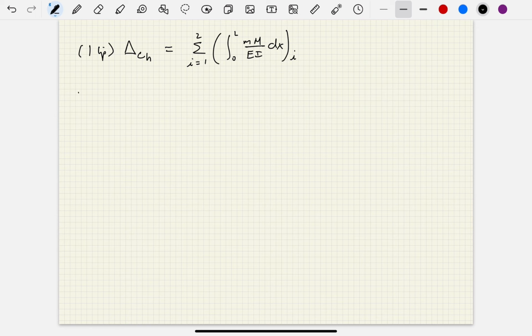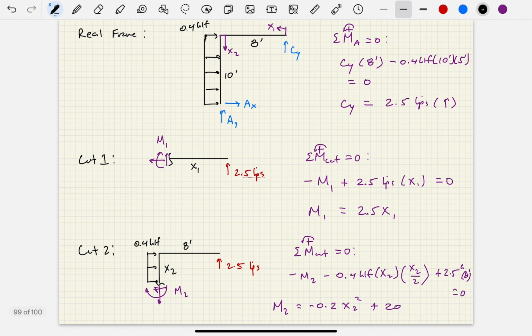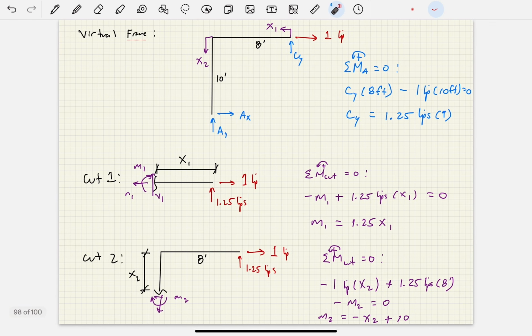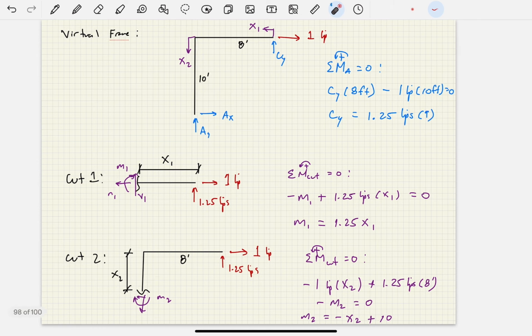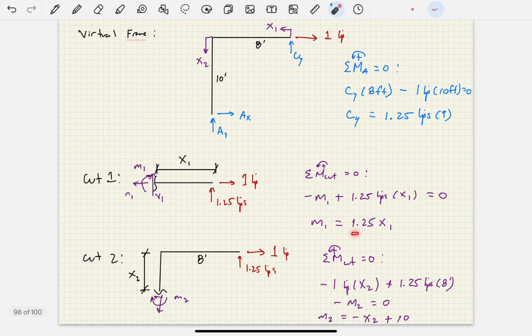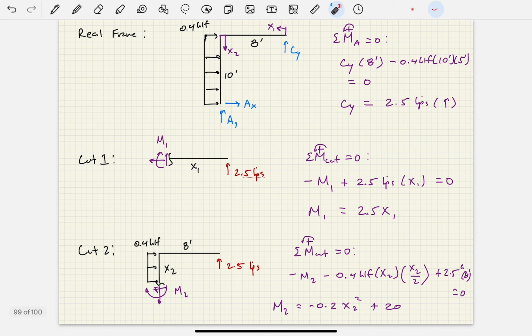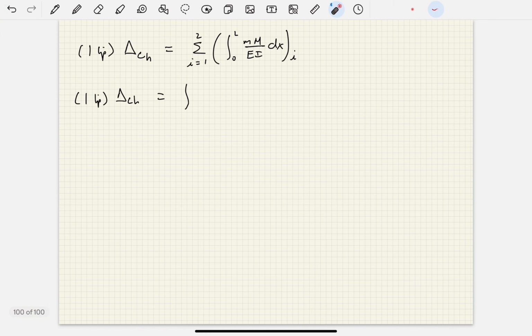So let's do that. Let's write this out one step at a time. 1 kip times delta CH equals, and I'm going to first express the integral of the horizontal member first. And the reason is because we called things associated with the horizontal member the first cut, all right? So little m1 is 1.25 x1, and capital M1 is 2.5 x1, okay?